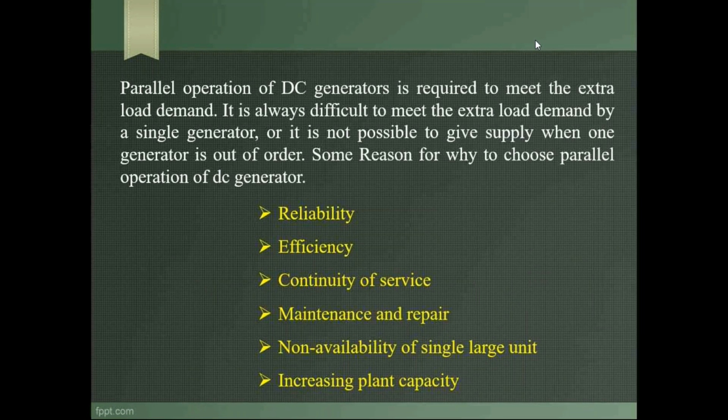Right. See, the parallel operation of DC generators is required to meet the extra load demand. Sometimes the load keeps changing. Suppose in one area, let's take a domestic area, it has 100 houses. Every day these 100 houses require 300 megawatts, like that.